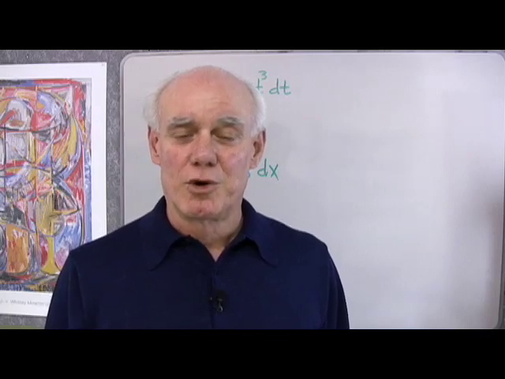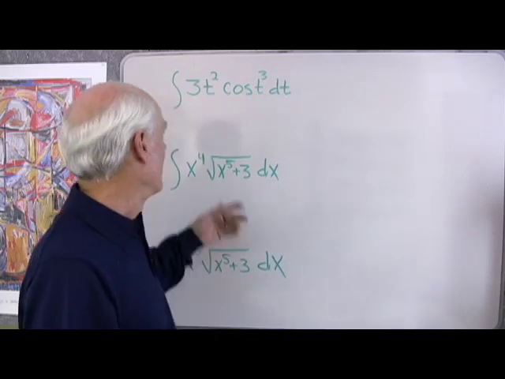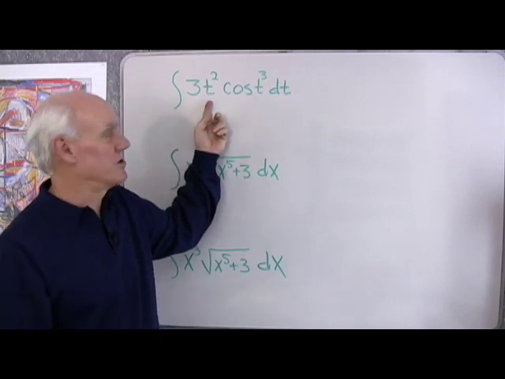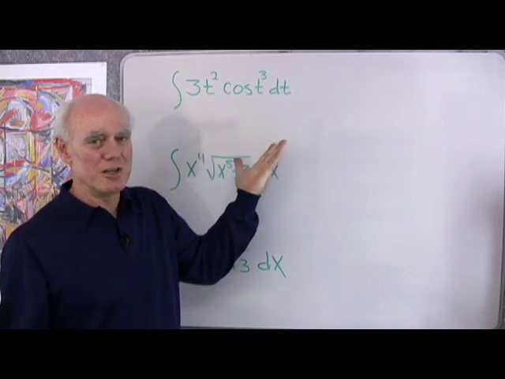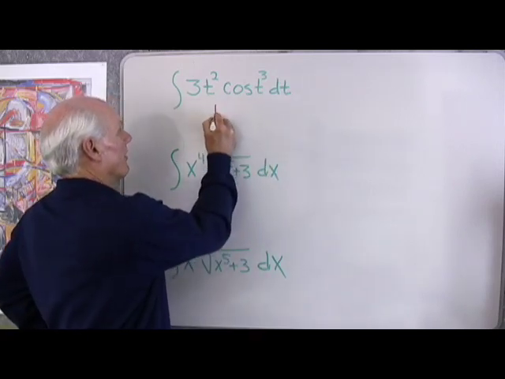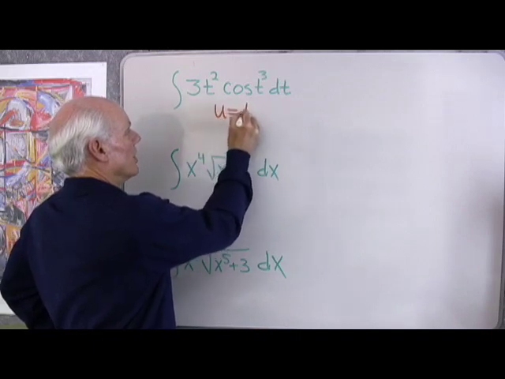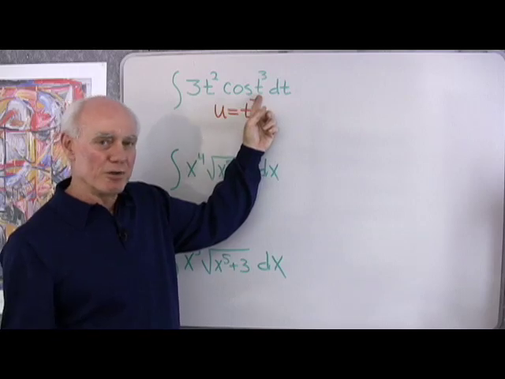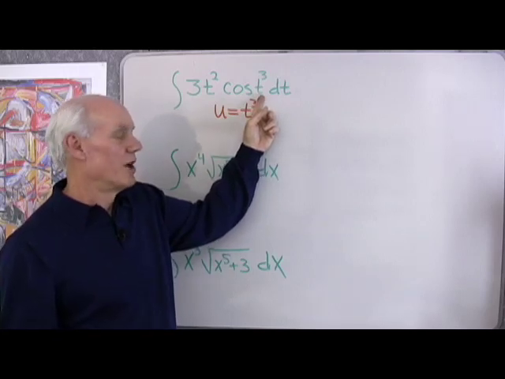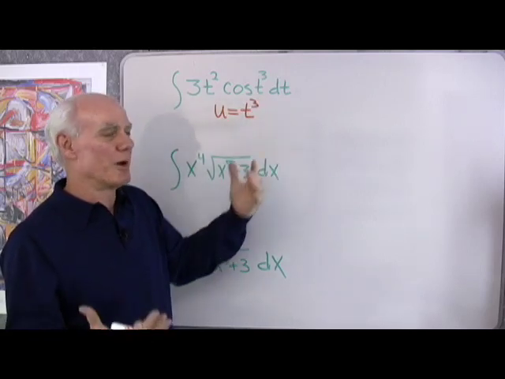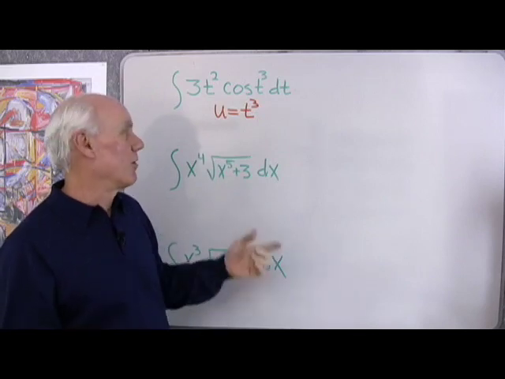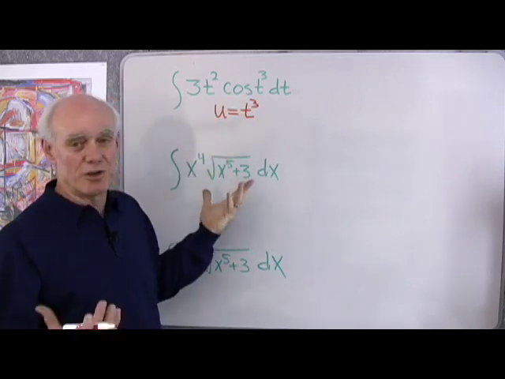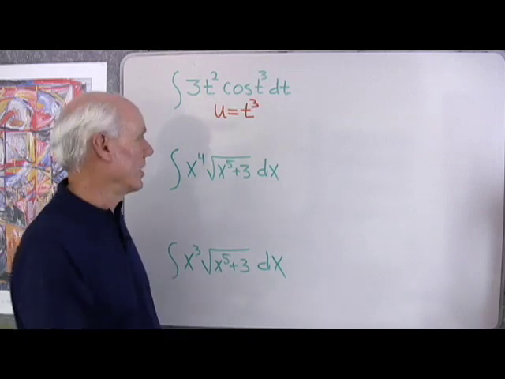Okay, we want to continue our work with integration by substitution. Over here I have the integral of 3t squared cosine t cubed dt. Looks like it's going to work out pretty well if I just let u be equal to t cubed, because I know I can integrate cosine of u. So if u was equal to t cubed, then when I differentiate t cubed, I'm going to end up with a derivative that has a power 1 less, or t squared. So this looks like it might work out pretty well real quickly.